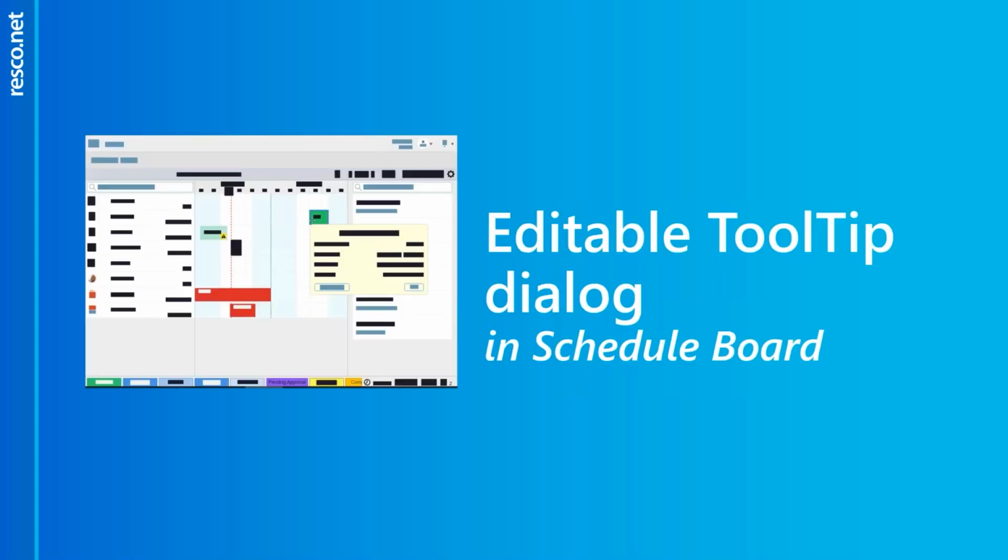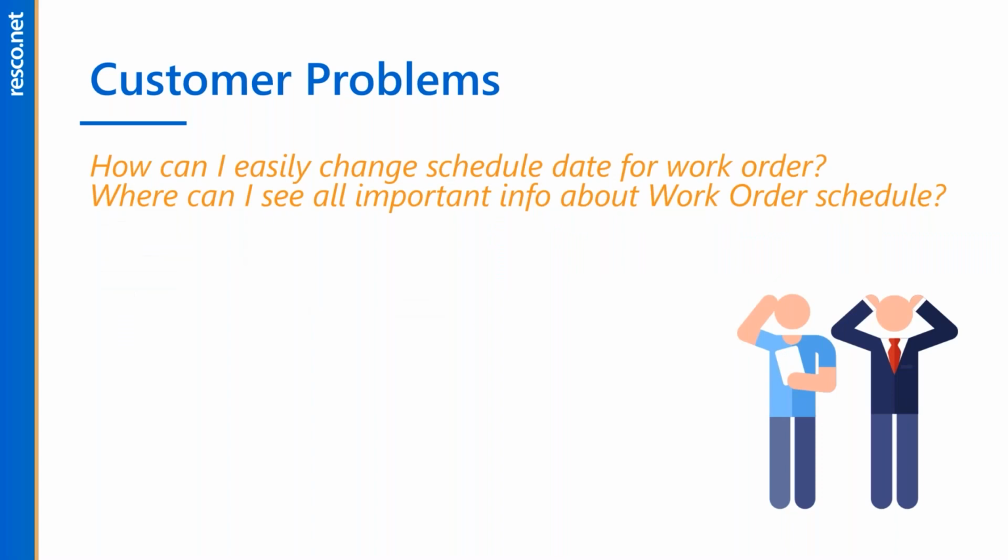So let's continue. The next one is related more to the schedule board, as we are investing quite some time into the enhancement of the schedule board. And the next feature is called the editable tooltip dialog. So there are several problems with using the schedule board, right? For example, how can I easily change the schedule date for the work order in a really easy way? Where can I see all the important information about my work order schedule?